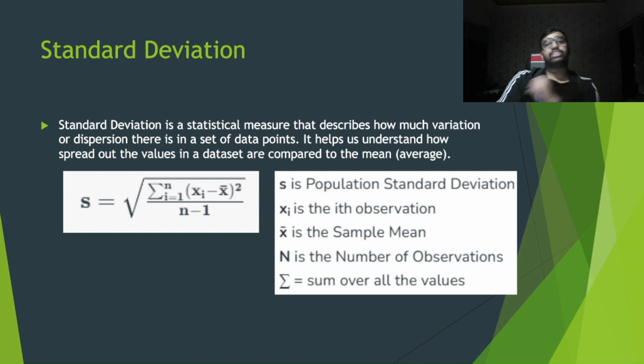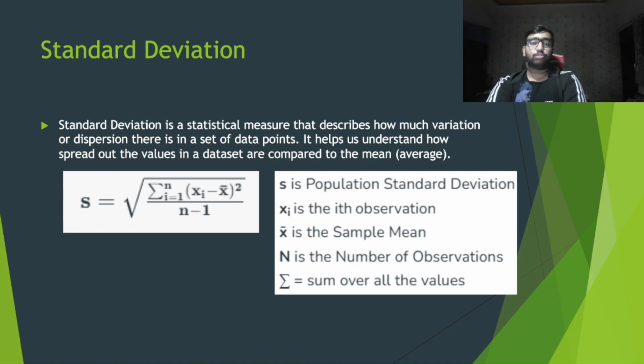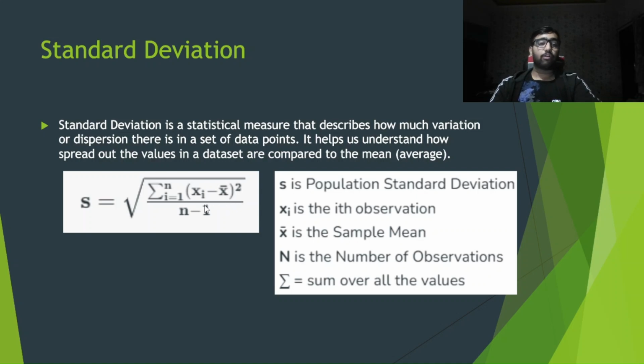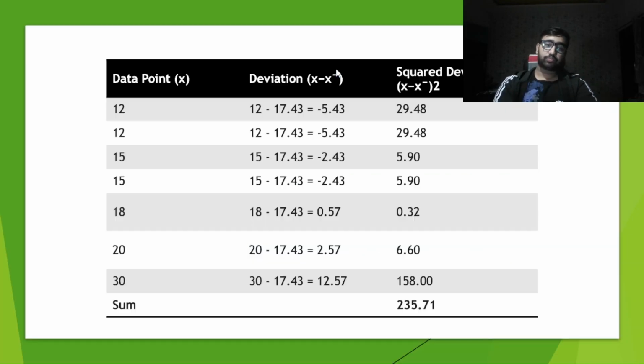Standard deviation. Standard deviation is a statistical measure that describes how much variation or dispersion there is in a data set or data points. It helps us understand how spread out the values in the data set are compared to the mean average. The formula for standard deviation is the square root of the sum of squared differences between data points and mean, divided by the total number of observations minus 1. So this is the formula, and these are the different variables in the formula.